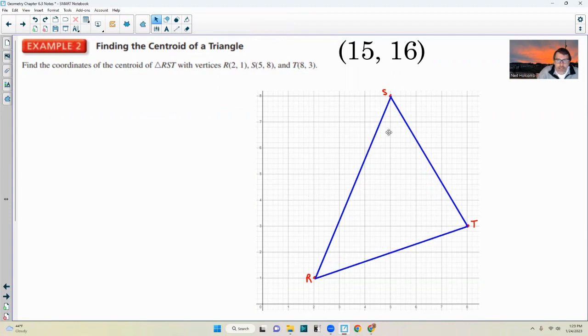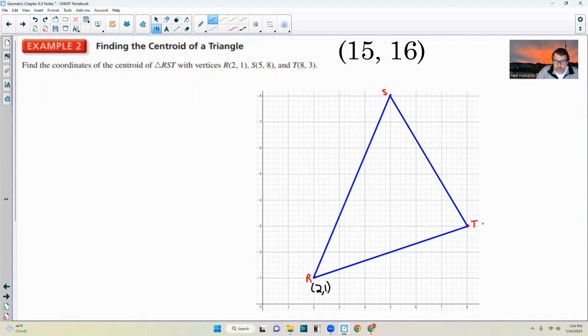Let me just fix this a tiny little bit. It's off a hair. Okay, and this over like so. Okay, so you get the idea. There's triangle RST, and let me label the coordinates. This is the point (2, 1). This is the point (8, 3), and this is the point (5, 8). Okay, so what have I just done? I graphed RST. That's the first thing you do. Step 1, graph it. Done.